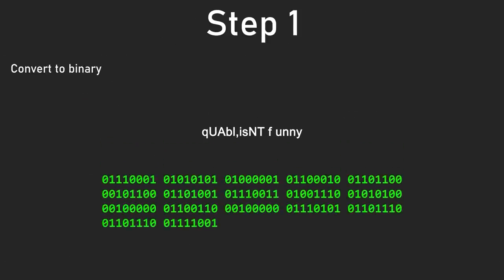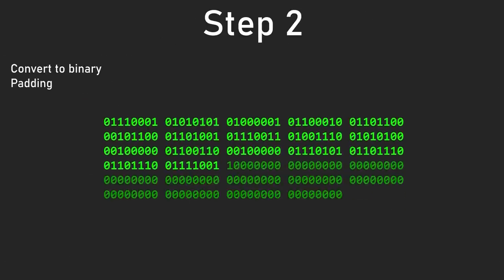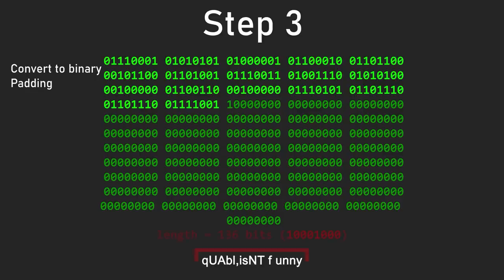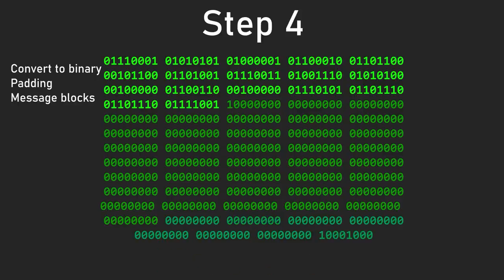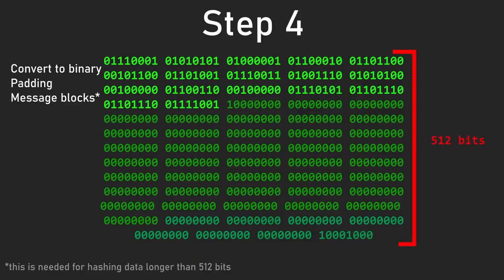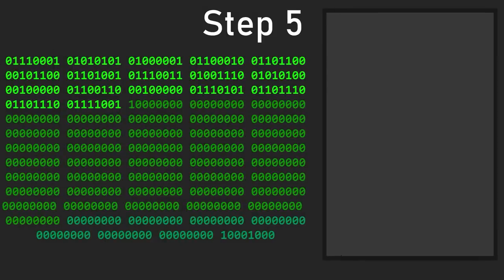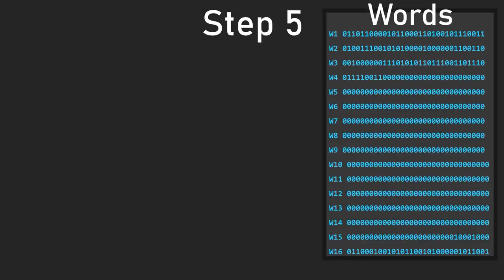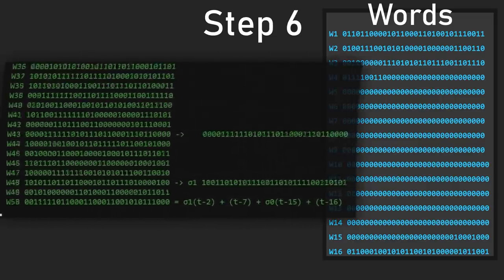Step 1. Take your input, convert it to binary. Step 2. Keep adding zeros until it's the nearest multiple of 512 bits, but reserve 64 bits. Step 3. Use the 64 reserved bits to describe the length of the message. Step 4. Separate your data into chunks of 512 bits. Step 5. Separate your chunk into portions of 32 bits. We call these portions words, and you currently have 16 words, but you need 64 words. You need 48 more words, which is why we need... Step 6. Use your existing words and some wacky rotational function to create 48 more words.